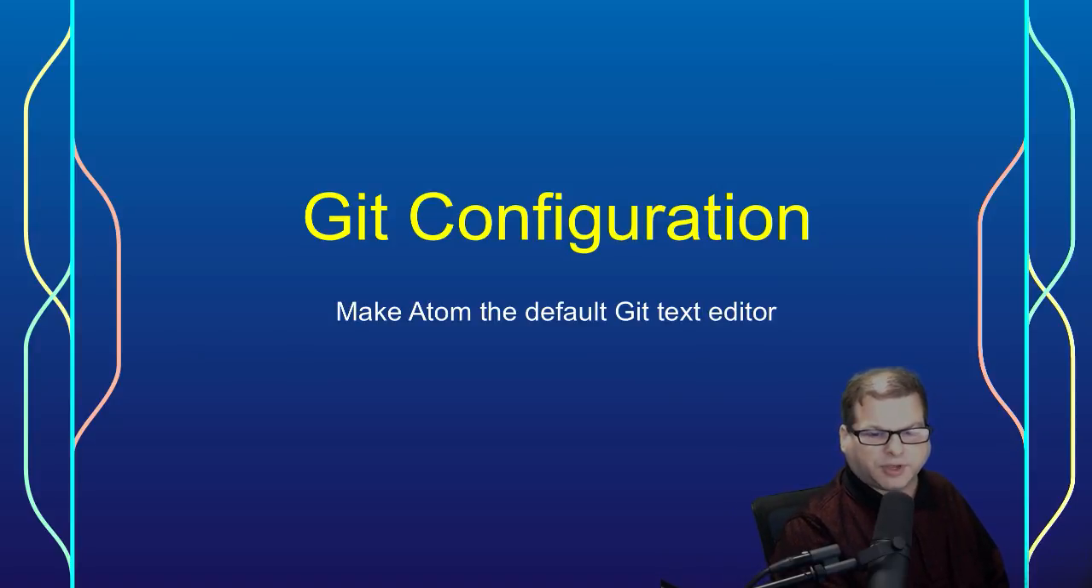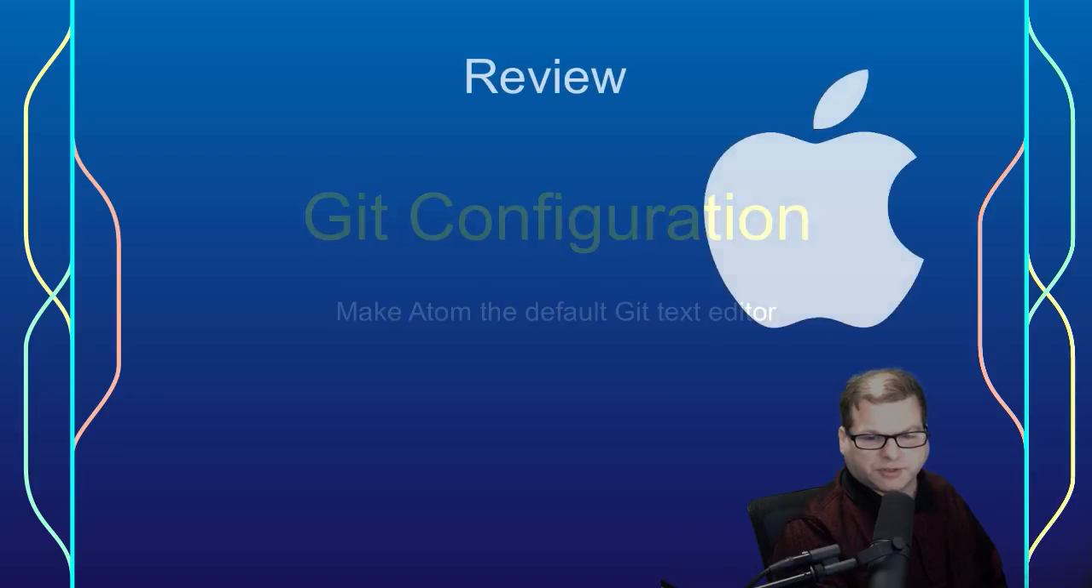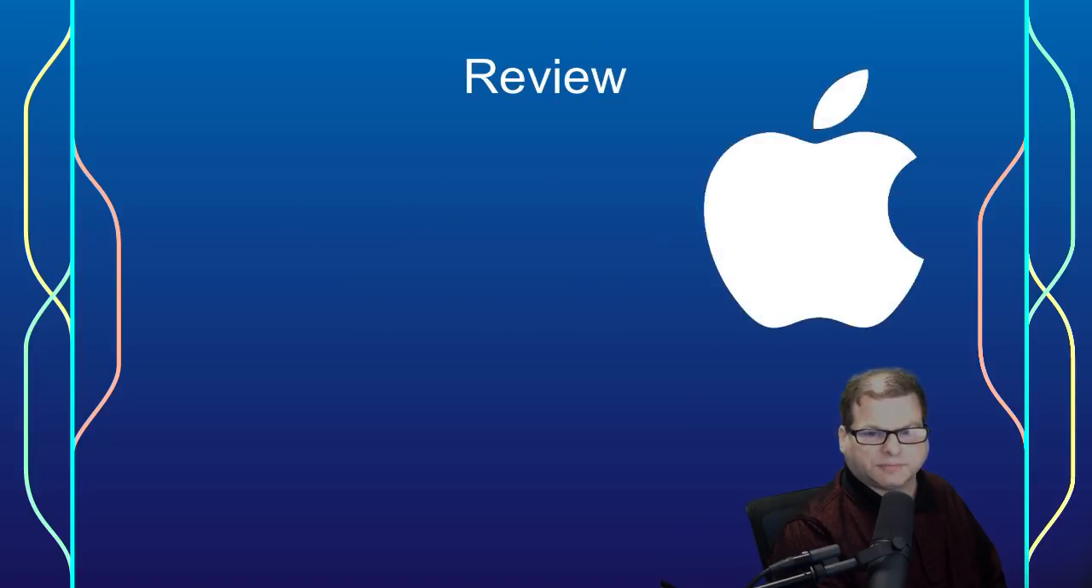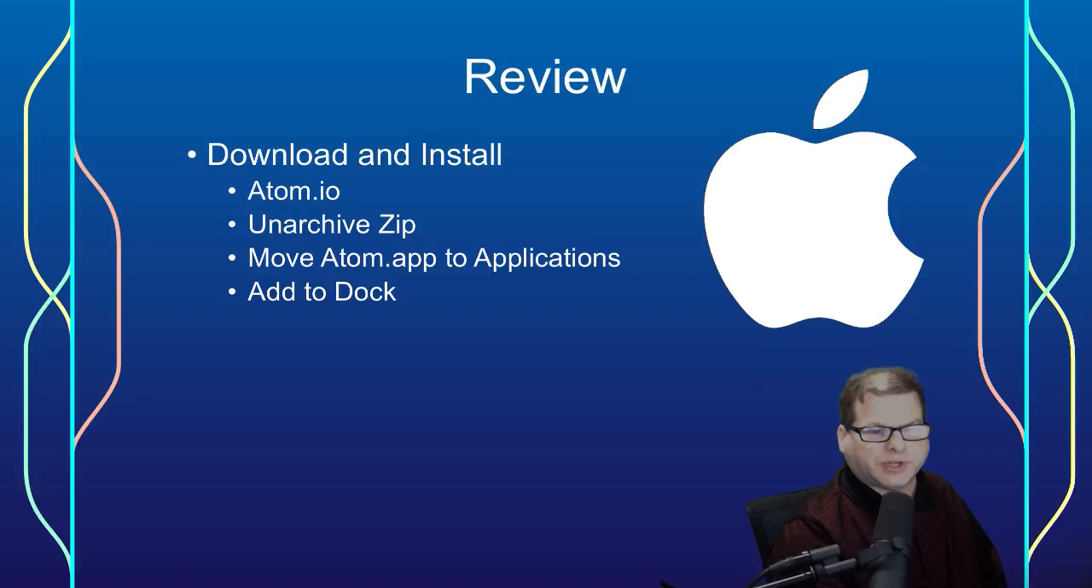Great. Now that we are done with the Git configuration, let's review what we just did. We downloaded and installed the Atom text editor, which we got from the atom.io website. It came to us in a zip file, which we were able to expand using the archive utility. Then all we had to do is move the Atom application to the Applications folder. While Atom was open, I went ahead and added it to the dock.